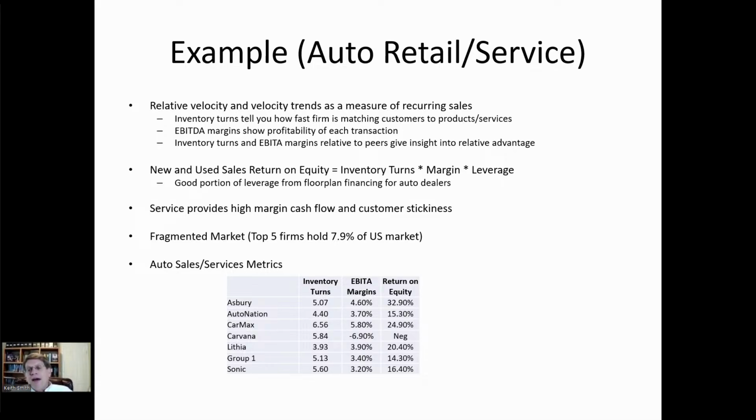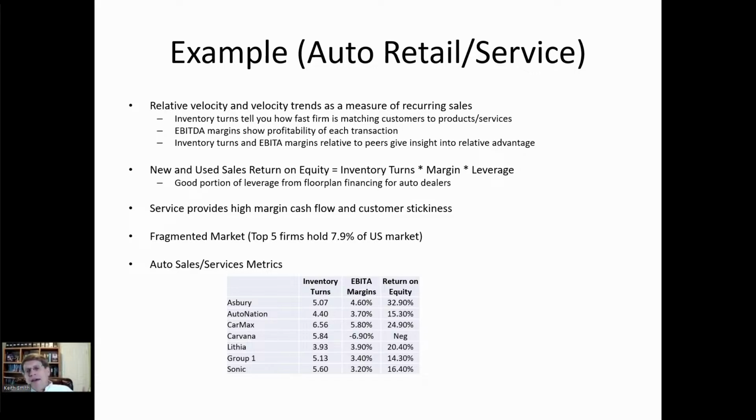So the key thing behind that is, what is the company doing to match product to customer and get those needs met? And the quicker you can do that, the higher velocity you can have, and the snowball effect can happen. The other thing in terms of velocity is that EBITDA margin can tell you the profitability of each transaction. So you take the turns and the EBITDA margins to give you relative advantage. And we'll see in the example down below that ROE is basically a function of inventories and EBITDA margins.